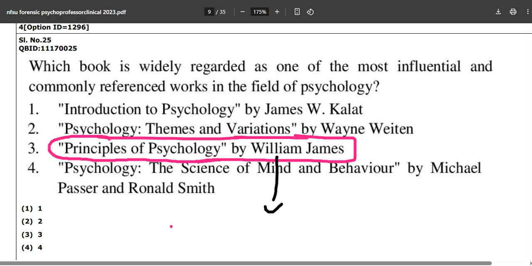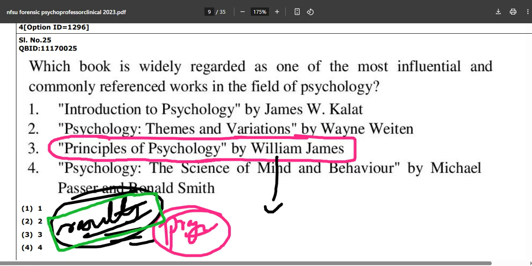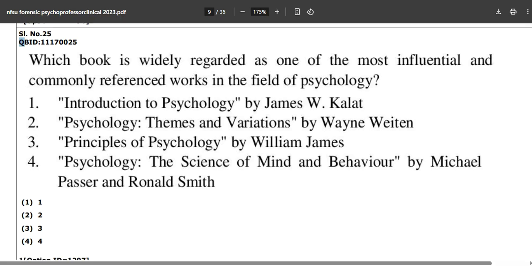As soon as I speak about pragmatism, why is this important? Because it needs your results. It has nothing to do with what you do in your life, it just matters what steps you are taking, it just focuses on the result. Are you getting that particular result or not? And Psychology: The Science of Mind and Behavior by Michael Passer and Ronald Smith is not the answer. So option number 3 is the correct answer here.